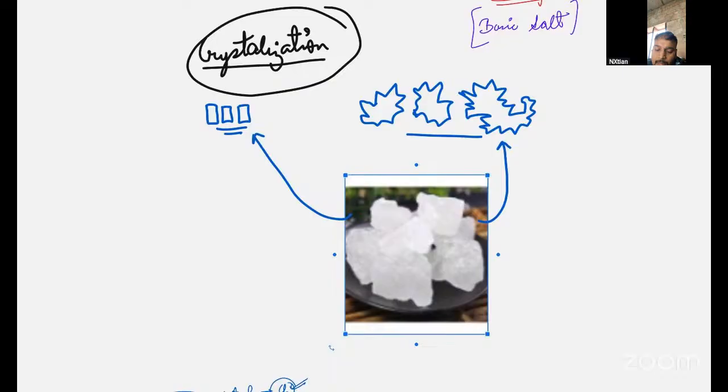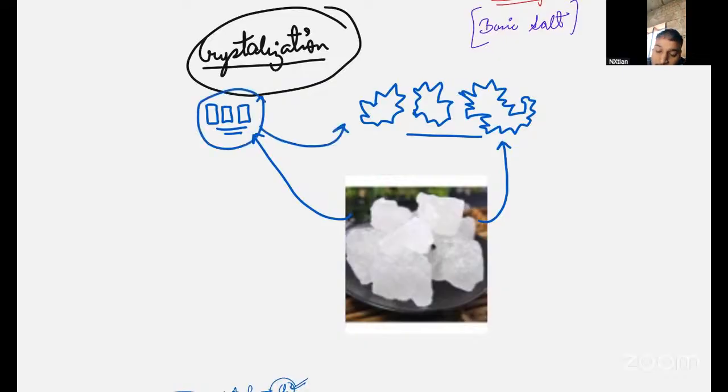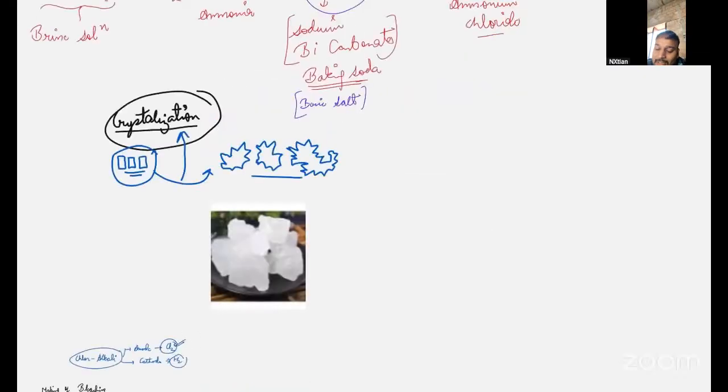At home also we can make this, from this to this. And how? Through the process of crystallization. With the help of crystallization, we can make this. Got it, guys? Yes or no? Okay. Now, how and what is crystallization?